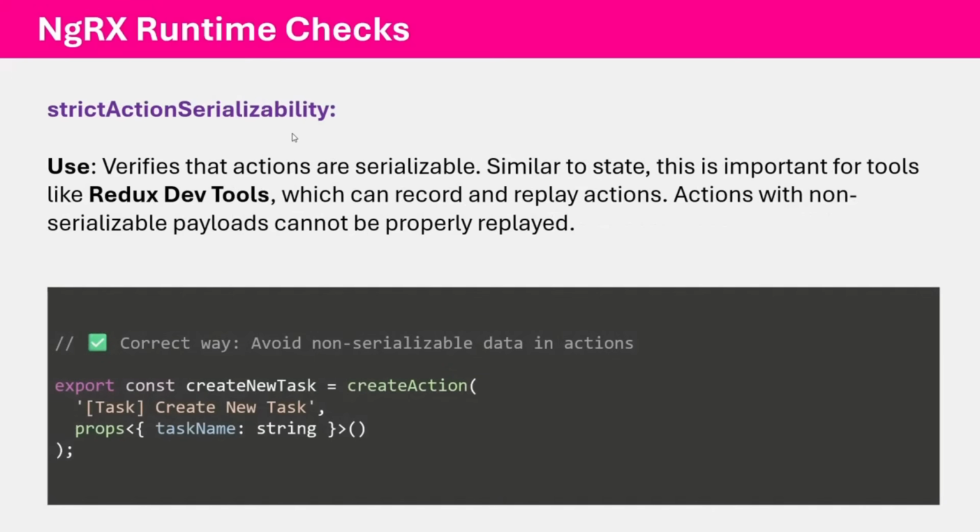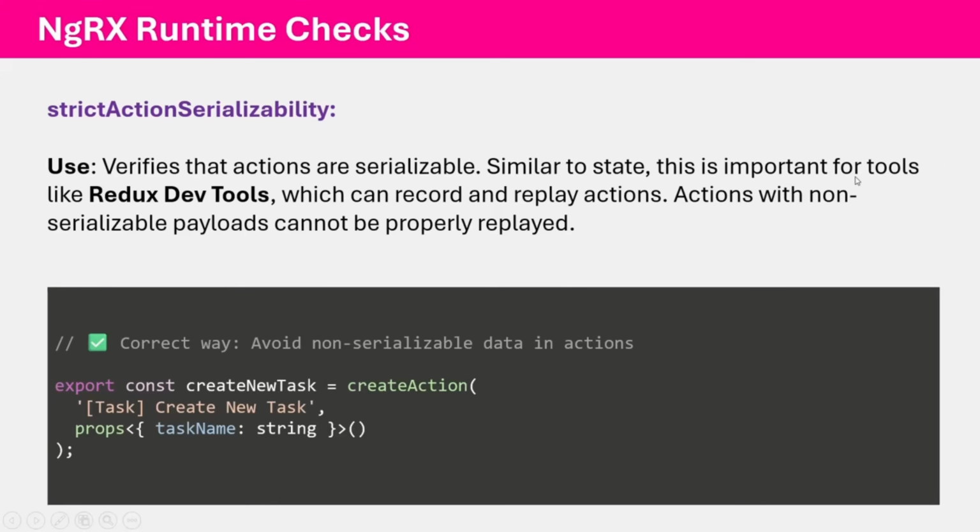Then we also have strict action serializability. Whenever an action is dispatched, if you are dispatching any payload with that action, that payload should be serializable. If you want to make sure that happens, you can enable this strict action serializability check. So this check verifies that actions are serializable. Basically, the action payloads are serializable.